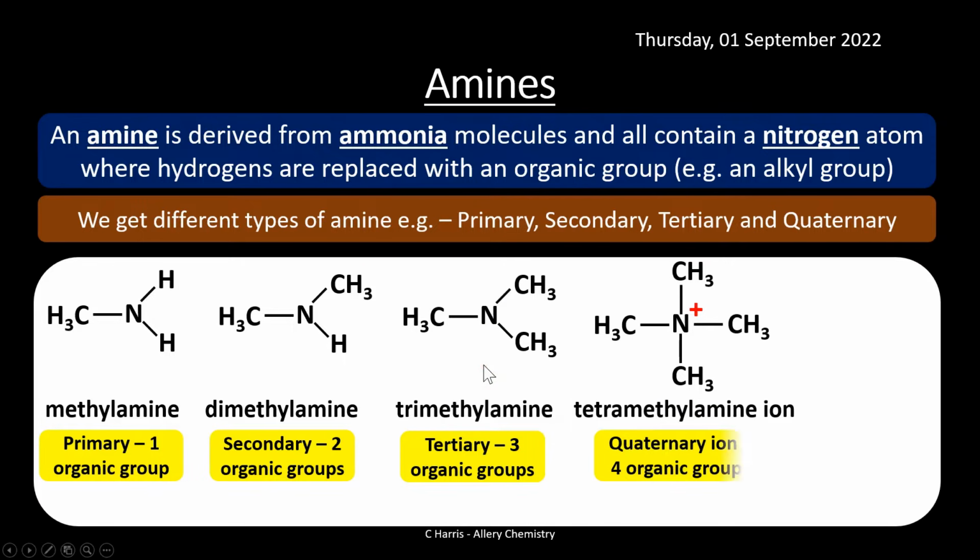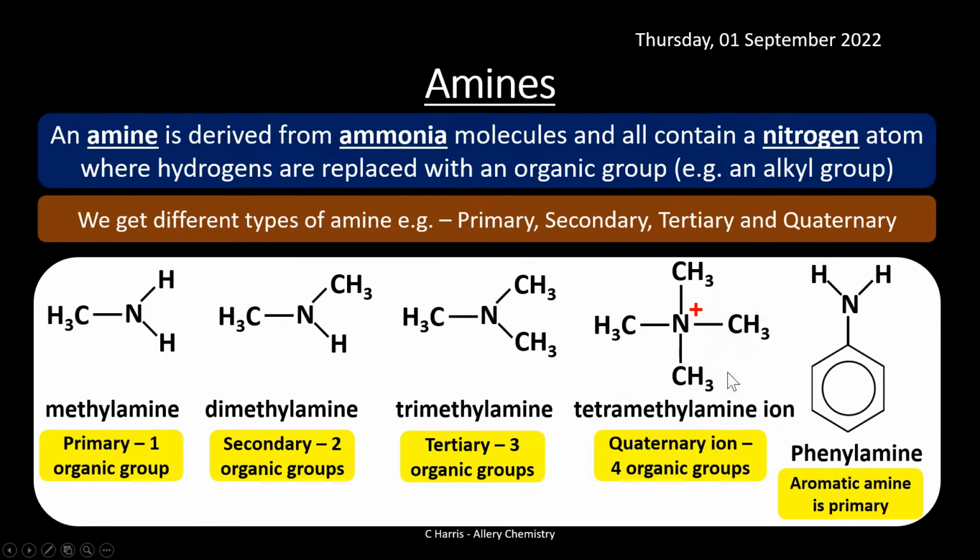And then quaternary is the tetramethylammonium ion. So basically you've got 4 methyl groups surrounding nitrogen, but because nitrogen can only really bond 3 times to form a stable compound, following the octet rule, then because it's got the extra bond here, we have a positive charge. So this is an ion. So this is the tetramethylammonium ion.